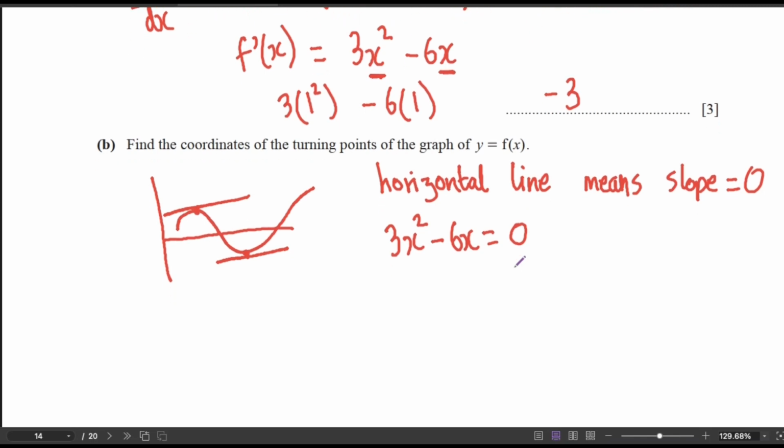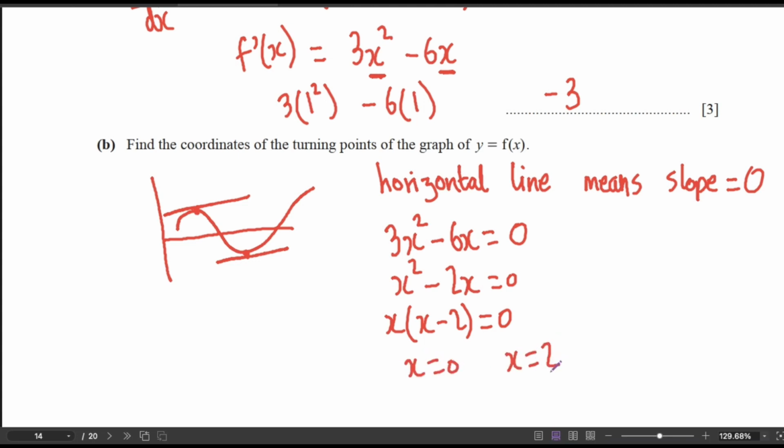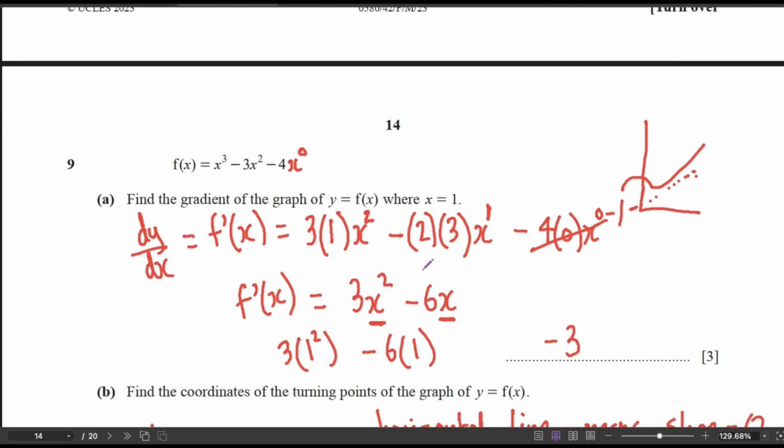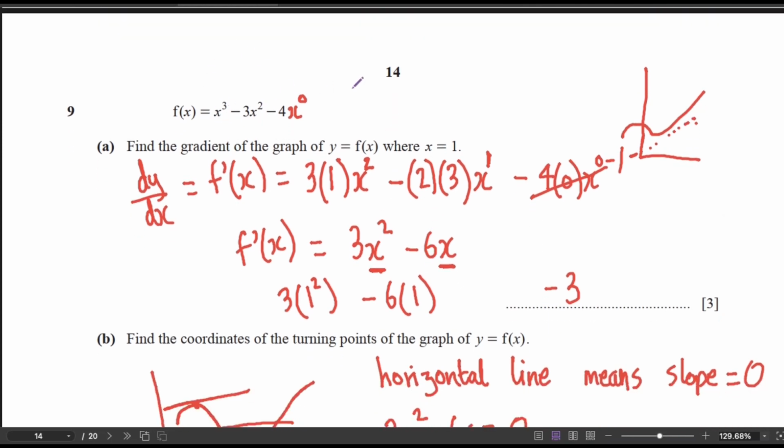And now you just have to solve this equation for x. Well, you can divide by 3, so you're left with x squared minus 2x equals 0. And then you can factorize. You have x times x minus 2 equals 0. We can have x is equal to 0 or x is equal to 2. And then you have to find the coordinates, right? So you put x is equal to 0 back into the function f of x, back into this function right here.